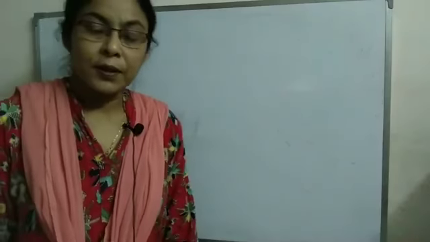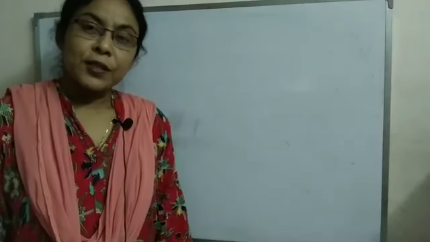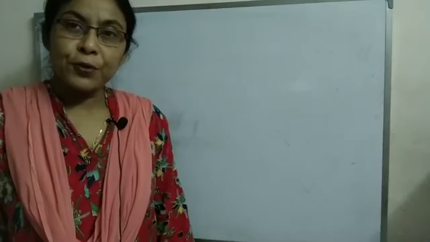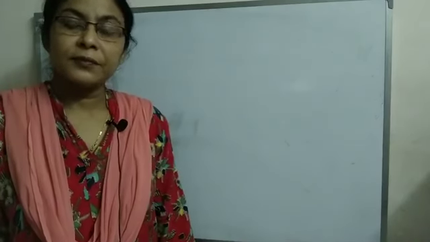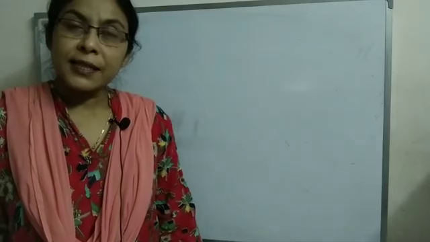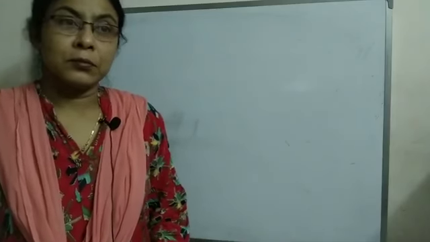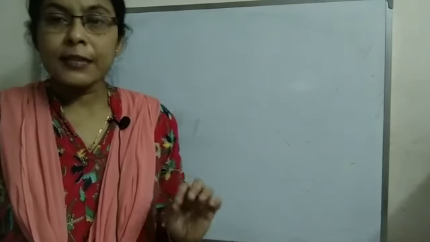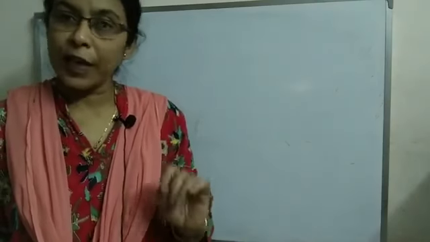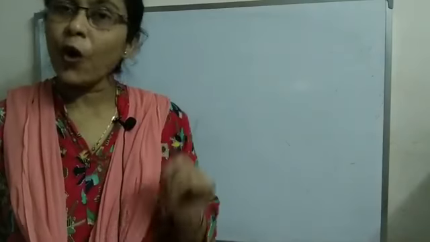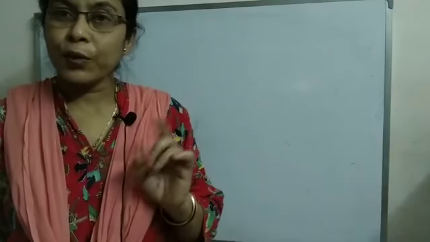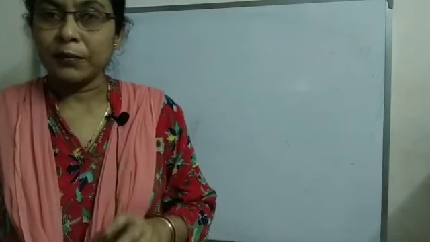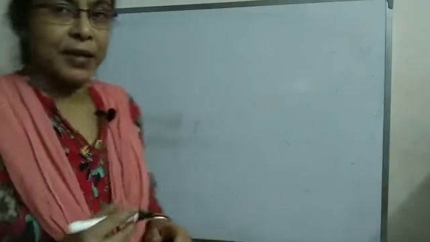Hello class 12. Now I am going to start the chapter Mapping. Let A and B be non-empty sets. Then there exists a rule or correspondence F by which each element x of A is related or associated with an element y of B. Then F is called a mapping.